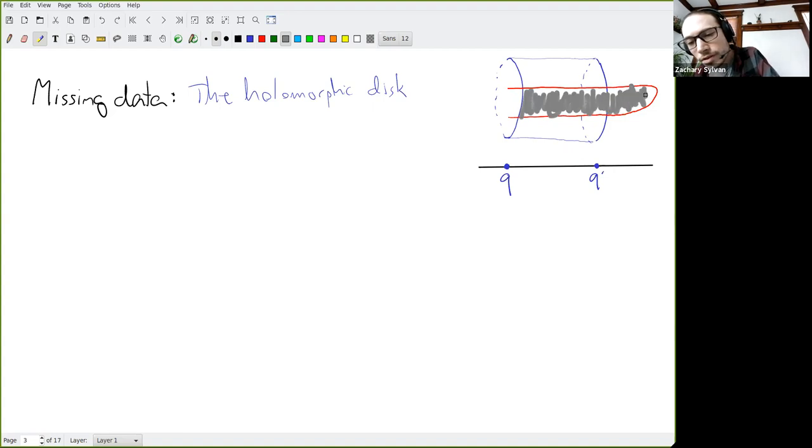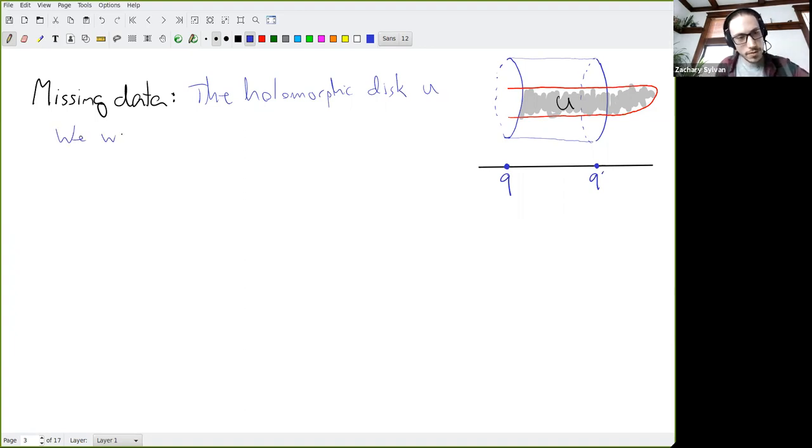We have this disk here. That's our disk U, holomorphic disk U. And so what we need is some way to keep track of the extra information about U that was forgotten if all we kept track of was its area.